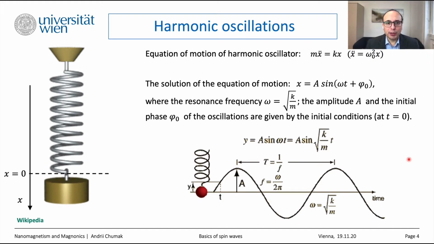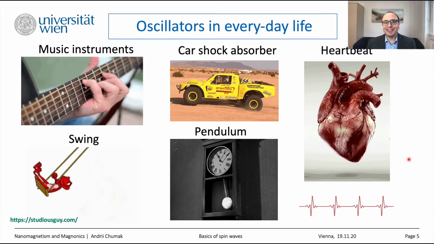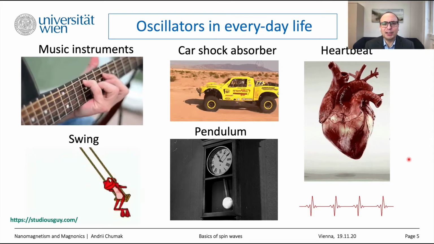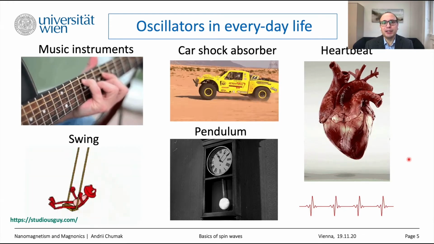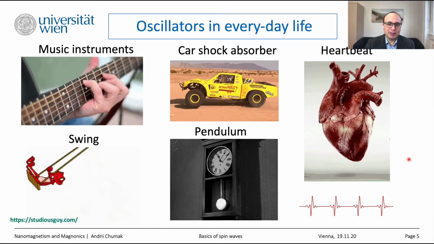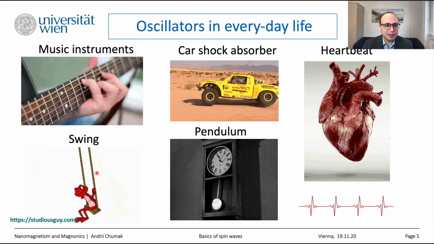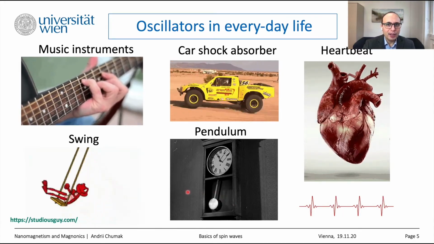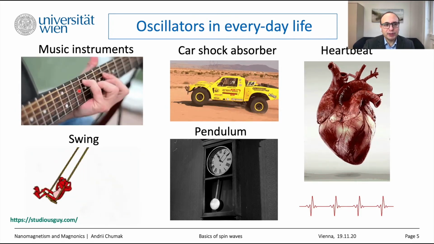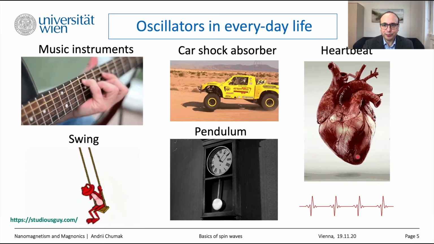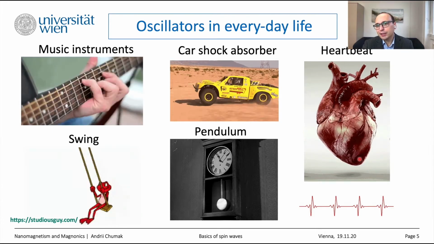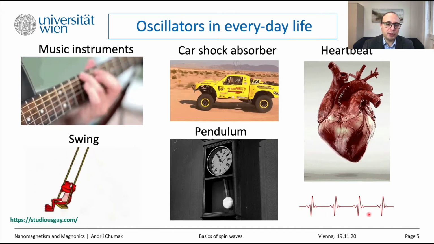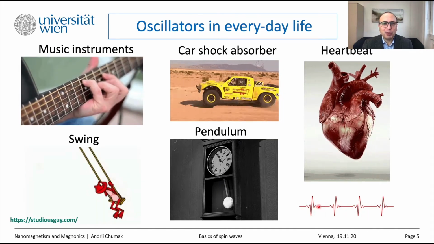Good, so this is our harmonic oscillator, and before we move on, let us have a look at where we meet oscillators in our everyday life. Principally, there are many examples. It's really important in our life. It's a swing, it's a pendulum, and this watch, for example. It's musical instruments. Here we have either oscillations or standing waves. Heart, it's not a harmonic oscillator, as you can see, it's not a sinus. Nevertheless, it's periodic oscillations and a very important one.